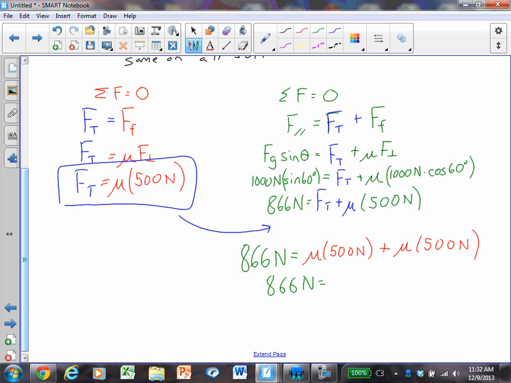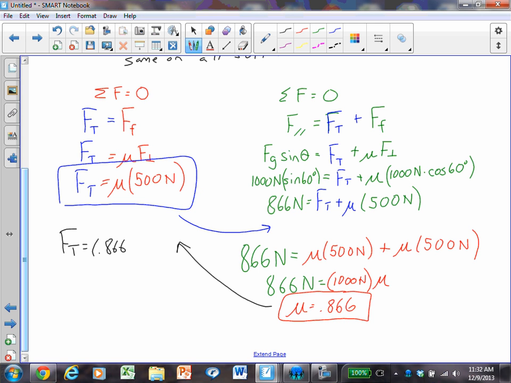We got 500 mu plus 500 mu is 1,000 mu. And then divide by 1,000, so mu is 0.866. Now, to get tension, we could come back, and it would be 0.866 times 500 newtons, or 433 newtons.